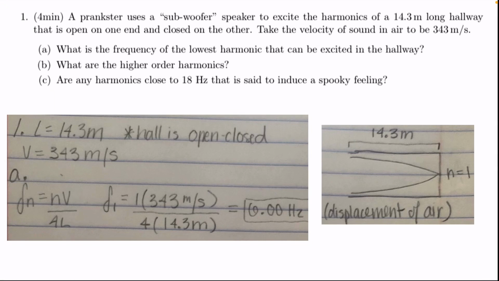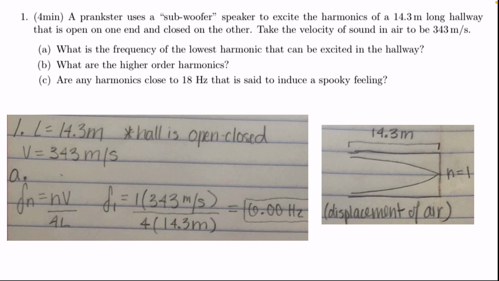So problem 1 is asking us about a prankster who uses a subwoofer speaker to excite the harmonics of a 14.3 meter long hallway. The hallway has an open end and a closed end. And it gives us that the velocity of sound in air is going to be 343 meters per second. Part A asks, what is the frequency of the lowest harmonic that can be excited in the hallway?